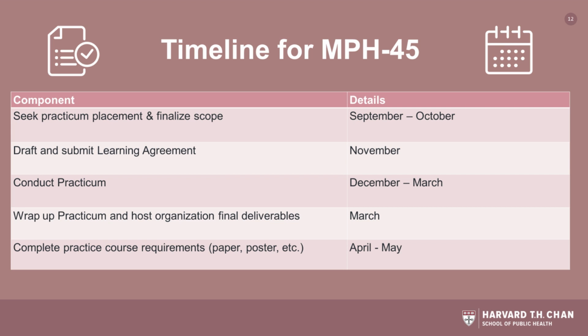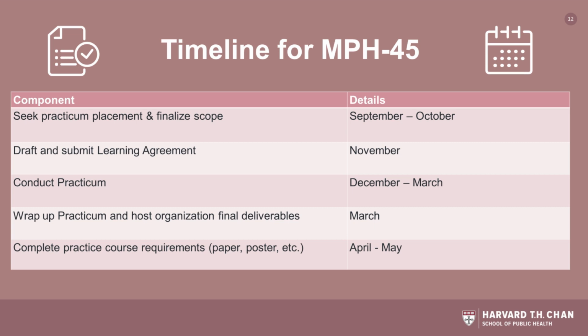This slide contains a little more information on the timeline for the practicum within the MPH-45 program. Starting in September, early in the academic year, is when students are looking to secure a practicum placement. Once a project is identified and secured, students typically spend the rest of September and part of October working with that host organization and preceptor to develop the scope of the project.